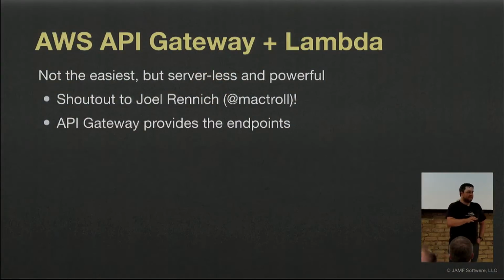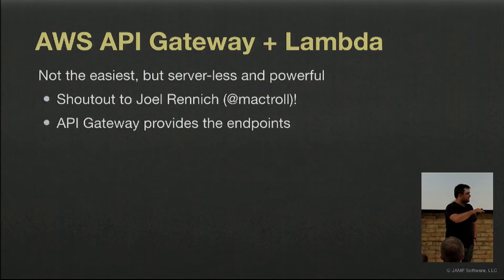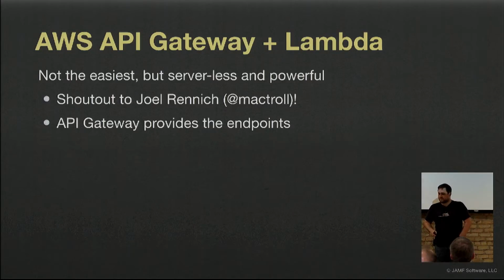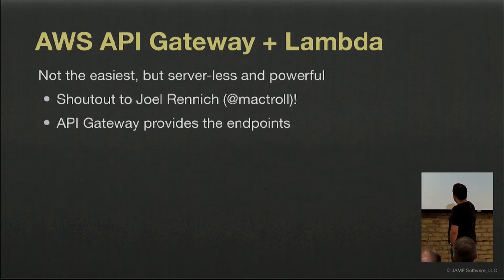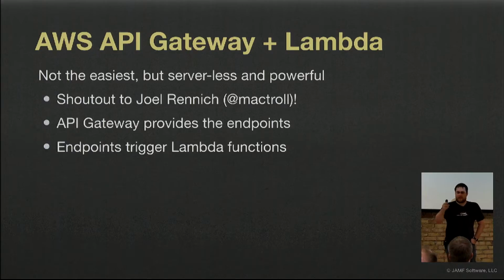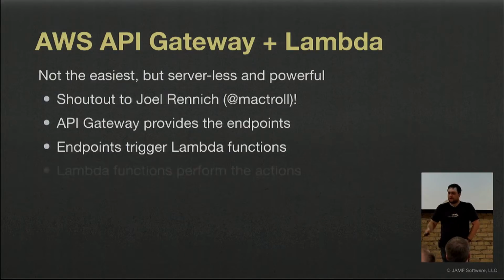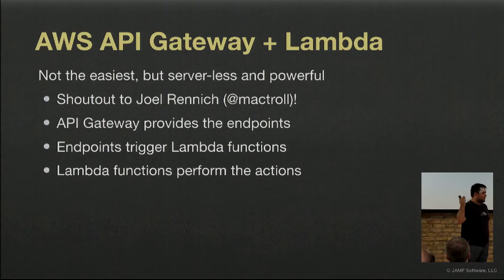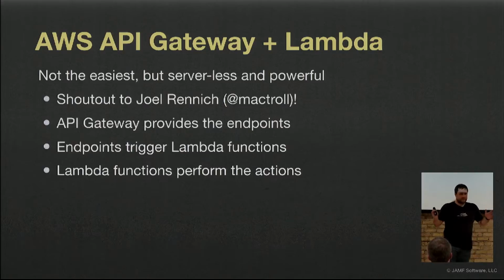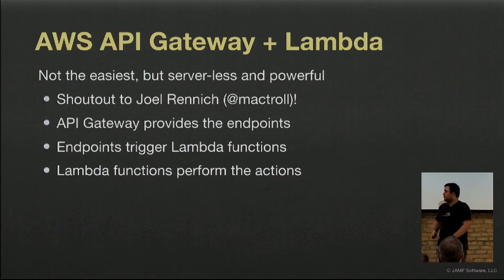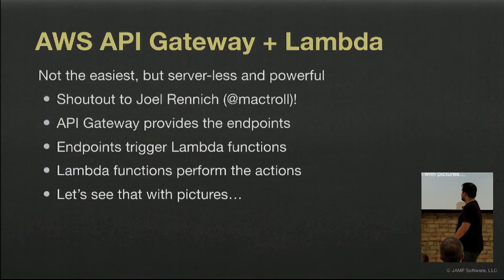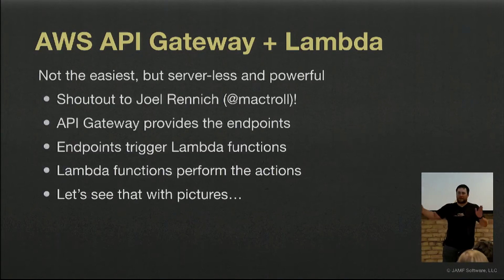I can distill this down to 3 text steps. Don't be deceived by that. First off, use Amazon API Gateway to provide the endpoints that you will send your webhook traffic to. Easy. Then that endpoint will trigger a Lambda function, so it'll take the inbound data and pass it to Lambda. And then the Lambda function will perform the action. And then everything's good. It's done. 3 steps. Looks good in text. Let's actually see what that looks like with pictures, because I managed to expand it out to 12 slides.